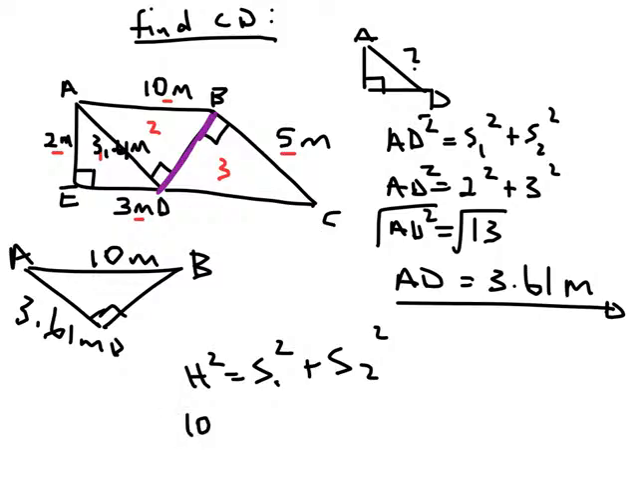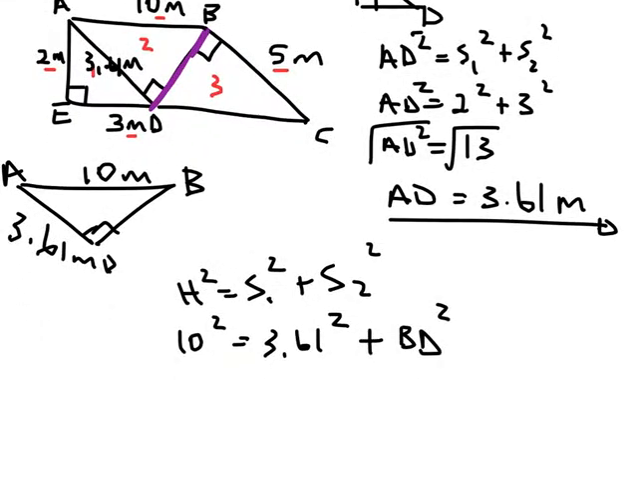So the hypotenuse is this one of 10, which should therefore be equal to, what will that be equal to? It will definitely be equal to 3.61 plus the other side. The other side is BD that you are looking for, BD squared. You will therefore say obviously 10 squared minus 3.61 squared, which is equal to BD squared.